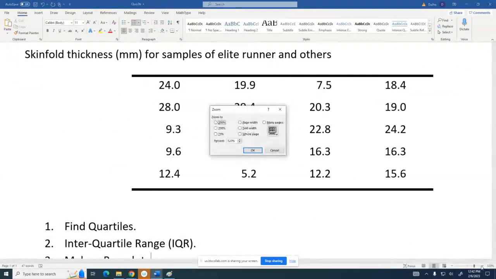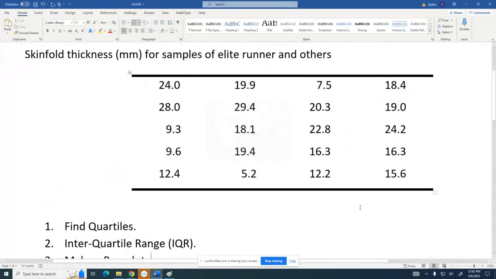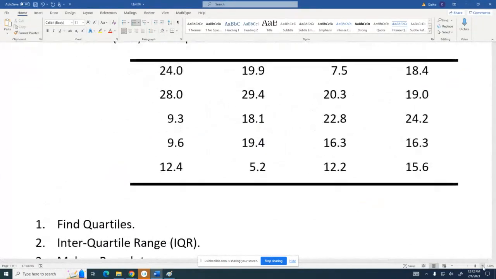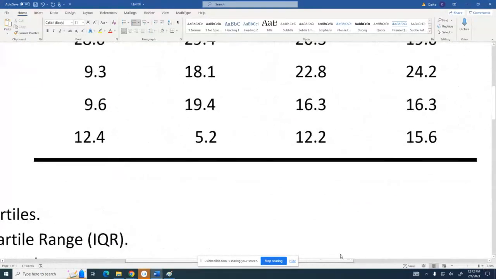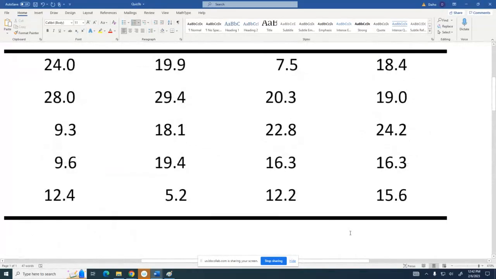Let me make this bigger. First of all, you must put them in order. We have 20 values, right? I got it.